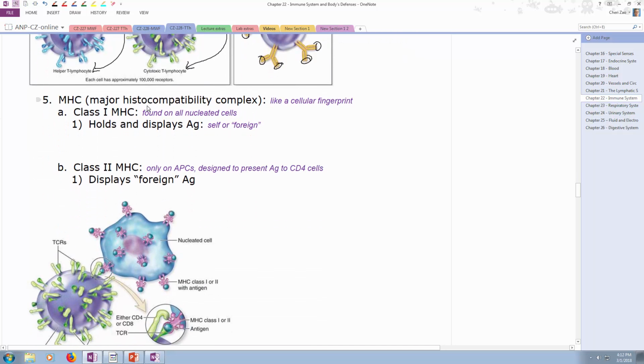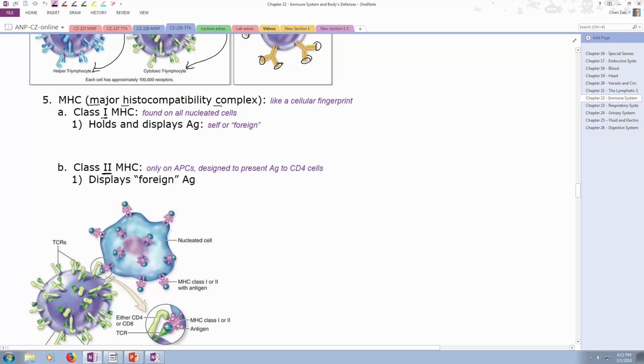Let's move down to MHC, because we were going to talk a little bit more about this. Major histocompatibility complex. Cellular fingerprint. We have two classes of MHC. We have class 1 MHC and we have class 2 MHC. Class 1 MHC is on all of your nucleated cells. So what cell does not have class 1 MHC on its surface? Red blood cells. So MHC is on every cell except for red blood cells.